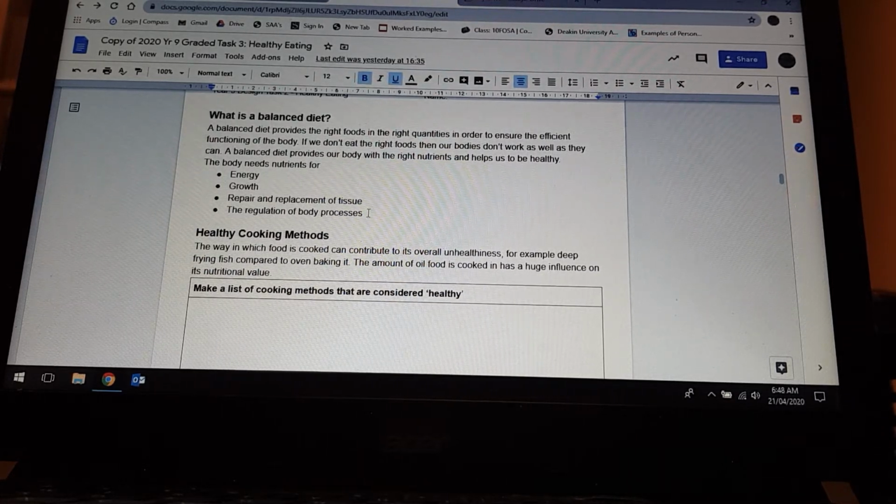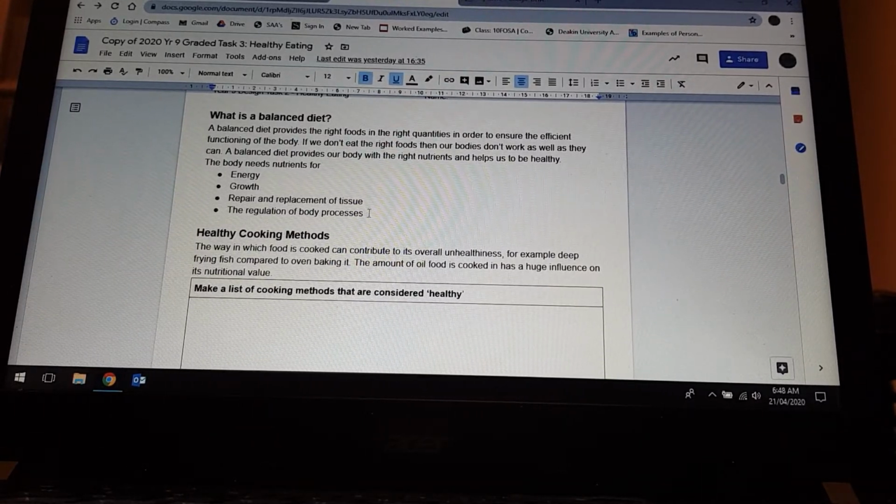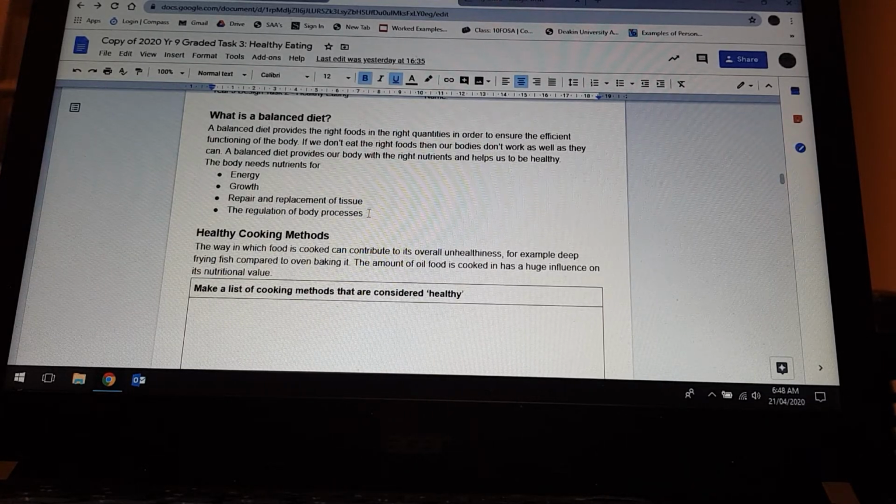An example of the regulation of body processes is that we drink water to stay hydrated. When we are busy working in our day, we sweat and we lose water from our body. So we constantly drink water to make sure that our sweat glands and everything like that is actually working, and also to regulate our body temperature. Really, really important, particularly during summer.